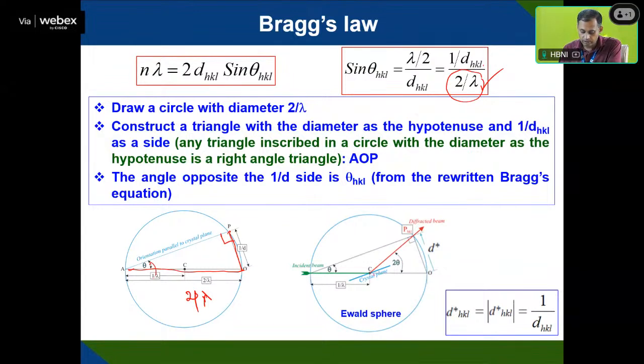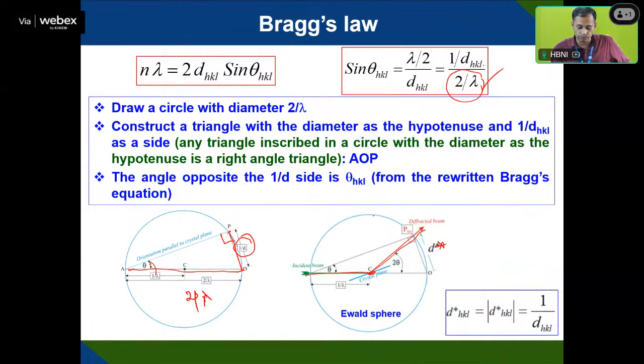You can see here the sample is kept here, the incident beam is falling here and is diffracted in this direction. So this side is 1 by d, and that 1 by d you can express as d star, which is nothing but the reciprocal lattice. So d star equals 1 by d HKL.